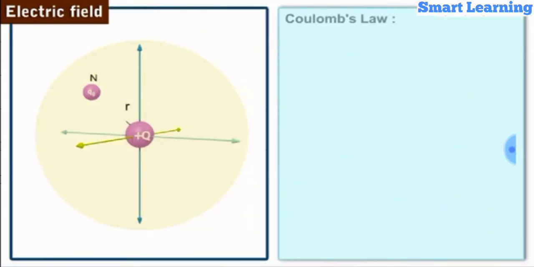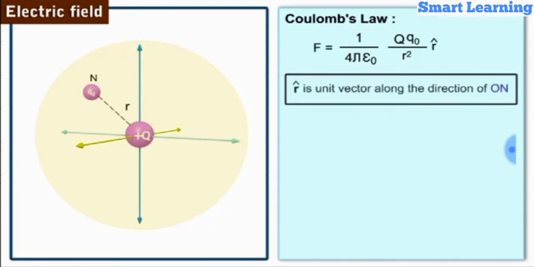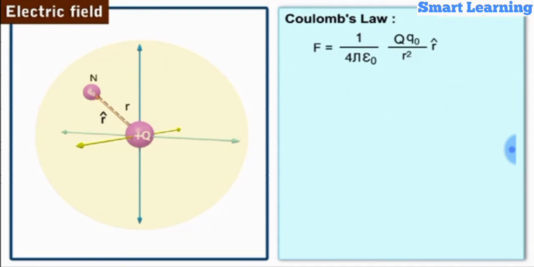We can use Coulomb's Law for calculating the force on q0 due to q. The electrostatic force on q0 due to charge q is F equal to 1 by 4 pi epsilon naught q q0 by r square into r cap, where r cap is the unit vector along the direction of ON. Let us label it as equation 1.